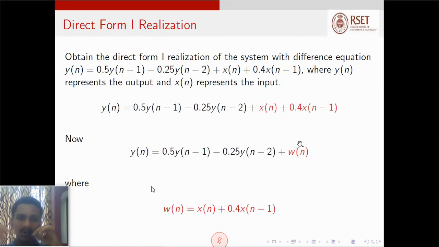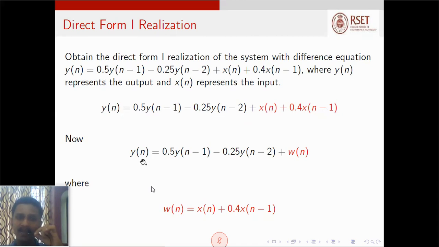we need to separate the input parts and output parts like this. You can see the same difference equation that is written here, y(n) = 0.5 y(n-1) - 0.25 y(n-2) + x(n) + 0.4 x(n-1). Now I am going to separate the input part and output part like this.